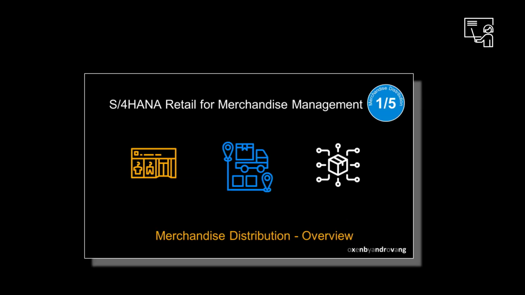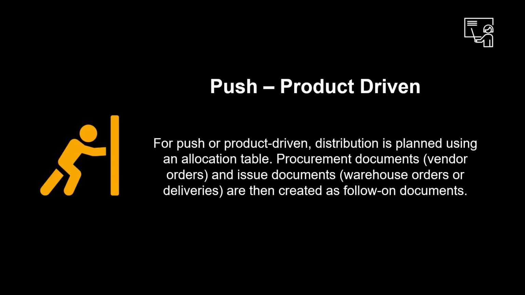Let us look at the basics of push-based flow-through. If you have not already done so, we recommend you view episode 1 in this mini-series. It provides an overview of the 4 main merchandise distribution methods in S/4HANA Retail for merchandise management. For push or product-driven, distribution is planned using an allocation table. Procurement documents, vendor orders, and issued documents, warehouse orders or deliveries, are then created as follow-on documents.